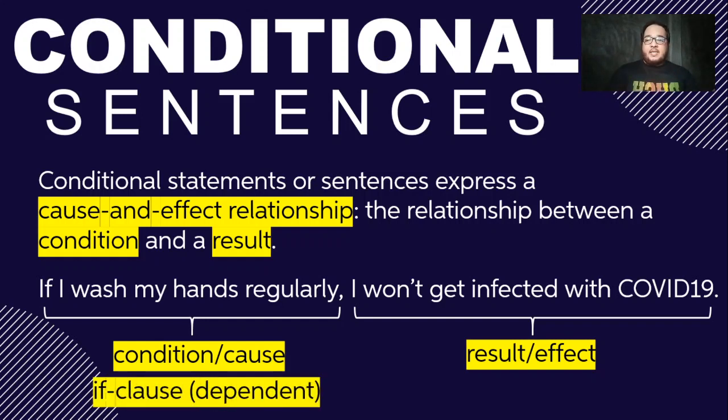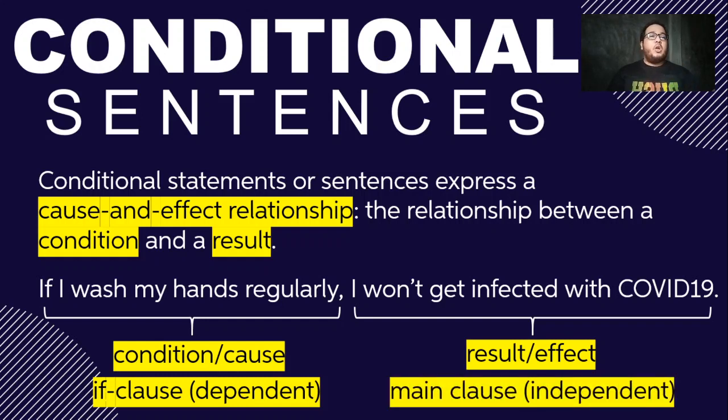Technically, the condition clause we call the if clause or dependent clause, while the result we call the main clause or the independent clause. Now, for this session, so that you won't be confused, we'll be making use of condition, if clause, and result, main clause. Okay? Let's get going.